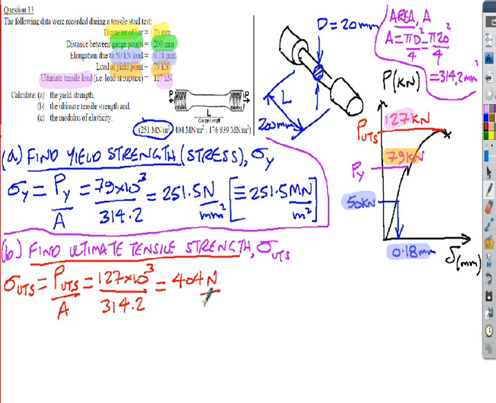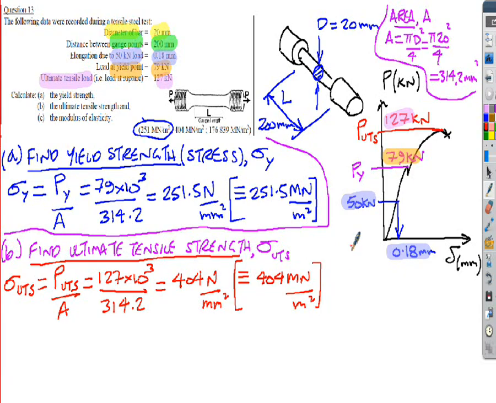newtons per millimetre squared, and again that's equivalent to, if you want to think of it as 404 meganewtons per metre squared. So again, they're equivalent to each other. So if you worked in meters, if your area had been in meters, you would get the 404 meganewtons per metre squared. We're working in an area of millimetres squared, so we get the 404 newtons per millimetre squared. But they're the same stress level, just different unit.